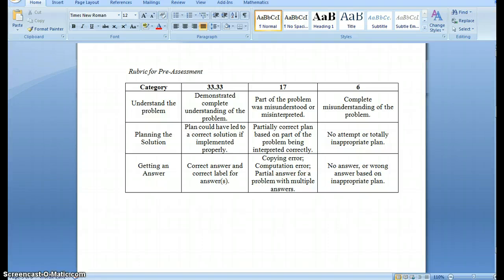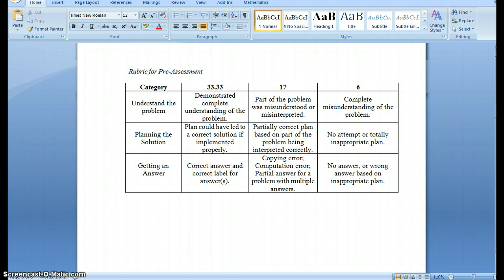Part of the problem was misunderstood or misinterpreted. Column 4, row 1: complete misunderstanding of the problem, so they totally missed the problem at all. Alright, next row: planning the solution. In the first column for the points, the plan could have led to a correct solution if implemented properly. So if they did set it up properly, they more likely will get the answer.